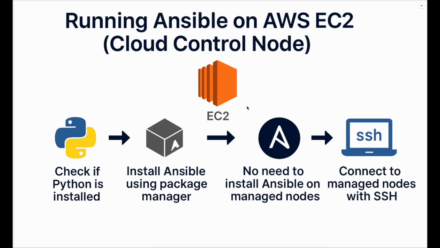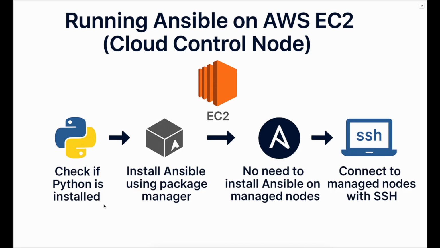Think of the control node as your Ansible headquarters. This is where all your playbooks live and where all the automation starts from. The first step is to make sure Python is installed, because Ansible depends on Python to run its internal modules. The good news is almost every Linux AMI on AWS already comes with Python pre-installed. So you usually don't have to do anything special.